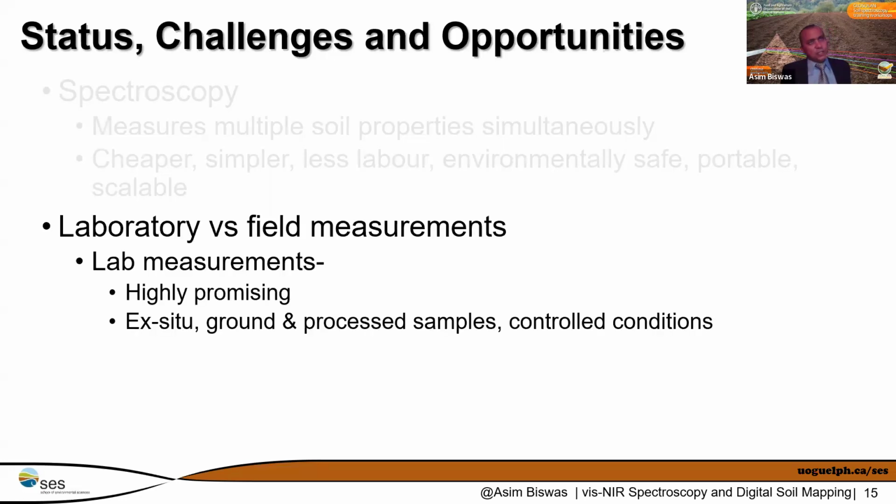So when we are using this equipment to measure soil properties, we can do both lab and field measurements. What we have seen so far are lab measurements in an idealized situation, a controlled condition on a benchtop. You bring a soil sample, dry it, grind it, sieve it, and create a very ideal soil sample. And when you measure it with a spectrometer, or any spectrometer in the lab, you tend to find highly promising results because the soil variables are very highly correlated. So these are ex-situ ground, processed, sieved samples in this controlled condition. This provides a lot of opportunity.